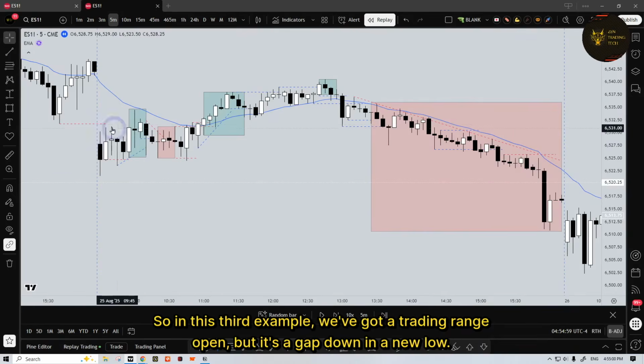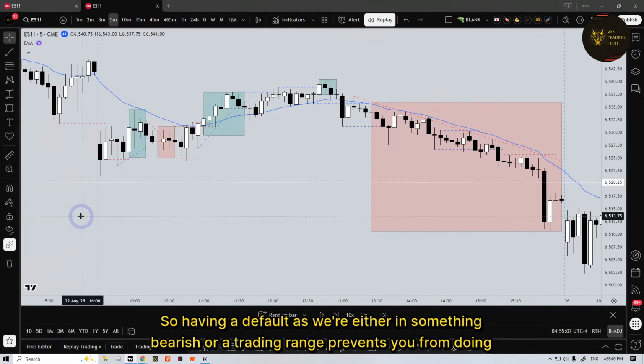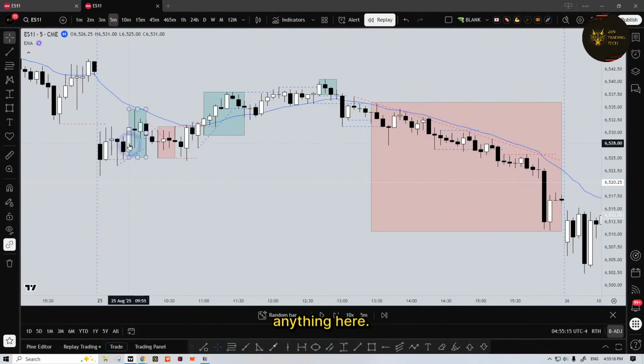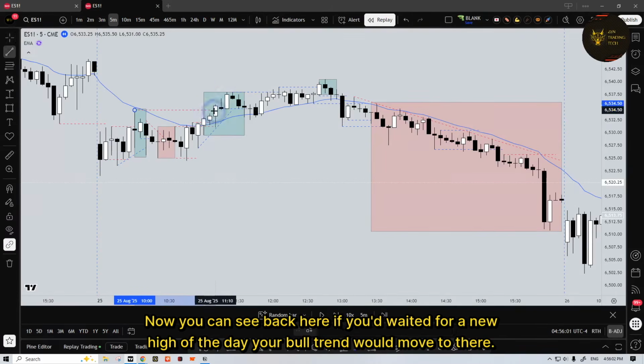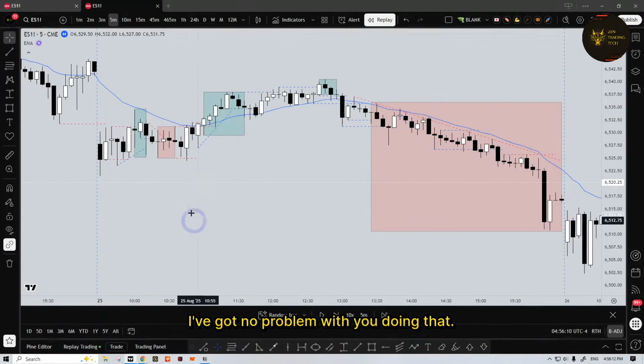So in this third example, we've got a trading range open, but it's a gap down and a new low. So having a default as well, we're either in something bearish or a trading range, prevents you from doing anything here. The moment we go above that new high, the bull trend starts, but then we have an inside bar, we immediately go below it, still in a trading range. Now, you can see back here, if you'd waited for a new high of the day, your bull trend would move to there. I've got no problem with you doing that.